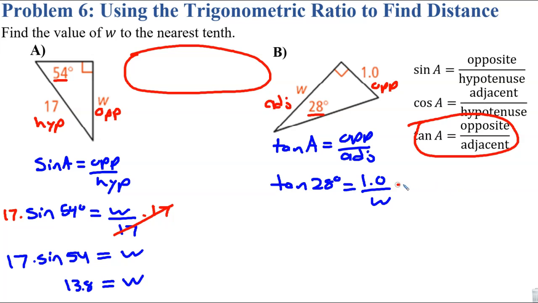I want to clear that fraction right away once again. So this time I'm going to multiply both sides by W. Okay, because W divided by W cancels out. So then I have the 1.0 on the right side equals W times tangent 28 on the left. And I still don't have W by itself. So the next thing I'm going to do is I'm going to divide both sides by tangent 28.